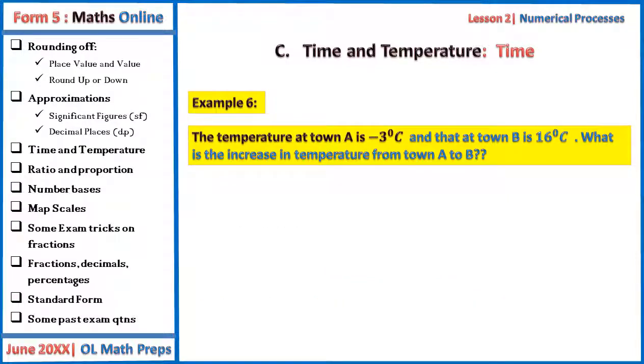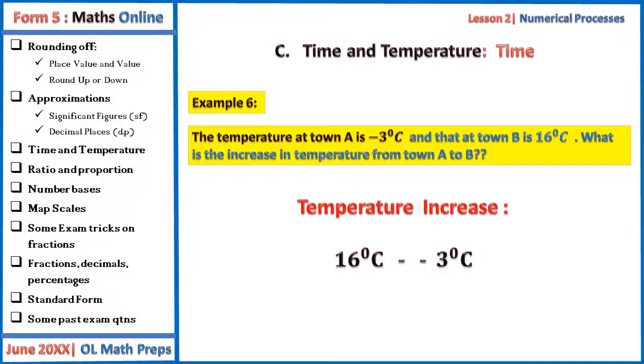Example 6. If the temperature at town A is minus 3 degrees Celsius and that at town B is 16 degrees Celsius, this is a past question, what is the increase in temperature from town A to town B? This is just like the number line. Increase in temperature just means the temperature difference. So we have 16 degrees Celsius minus minus 3 degrees Celsius, and this will give us 19 degrees Celsius. Note that a minus not separated by any number is equal to a plus. That's like minus times minus.